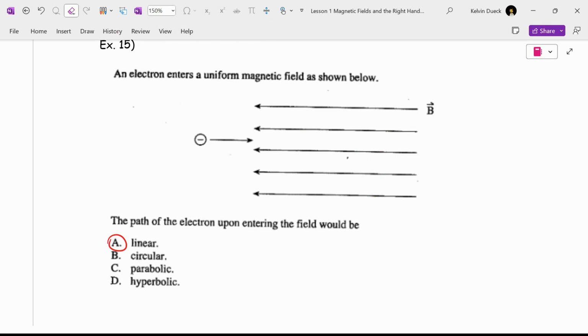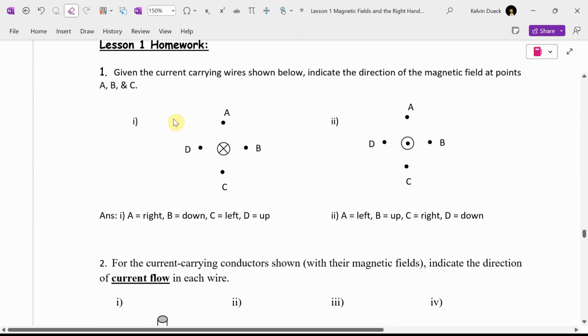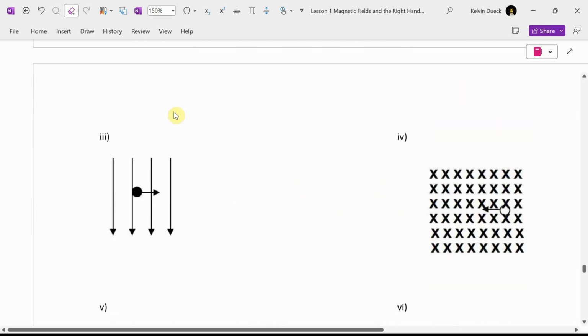So today was all about directions. On Thursday, we'll look at how to calculate the magnitudes, and then we can have both magnitude and direction. What's your homework? There's a bunch of right-hand rule questions here that you want to try. Every question is your homework.